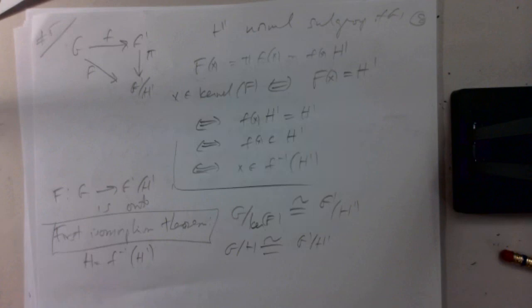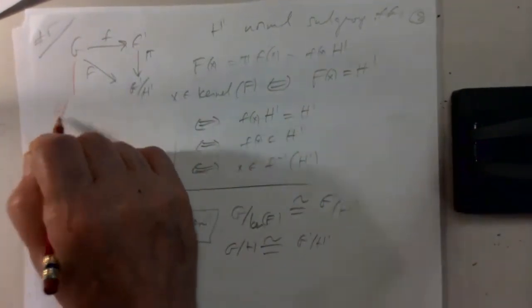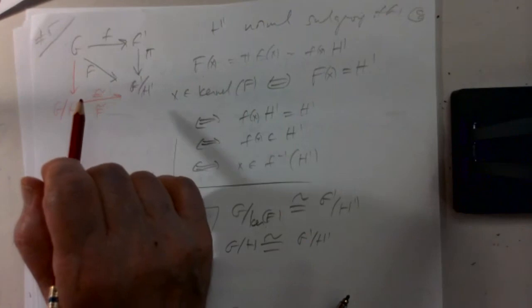Right, but F is not expected to be isomorphic. F is just expected to be a homomorphism. Sorry, F is a homomorphism that is onto. Right. And G modulo the kernel of F is an isomorphism. So if you take G modulo H, where H is f inverse, H is the kernel, then you have a function F tilde from here to here, which is an isomorphism.